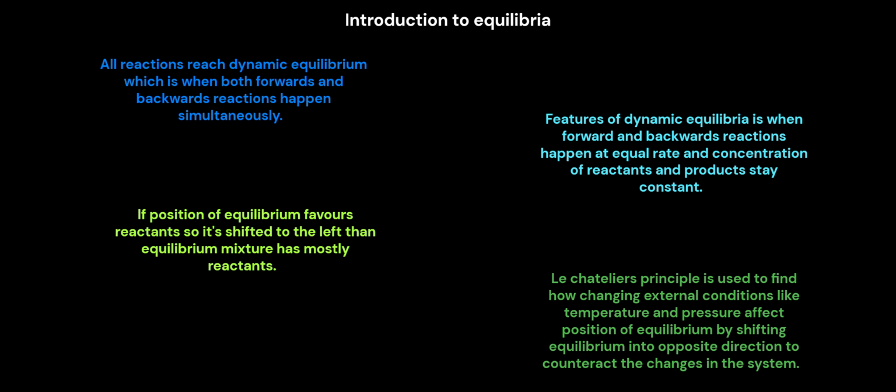Le Chatelier's principle is used to find how changing external conditions like temperature and pressure affect the position of equilibrium, by shifting equilibrium in the opposite direction to counteract the changes in the system.